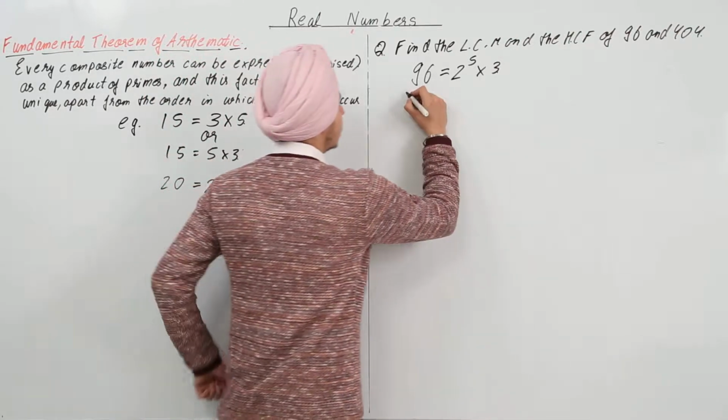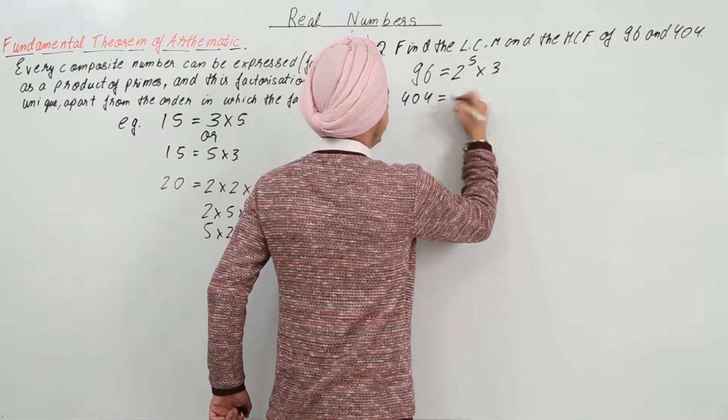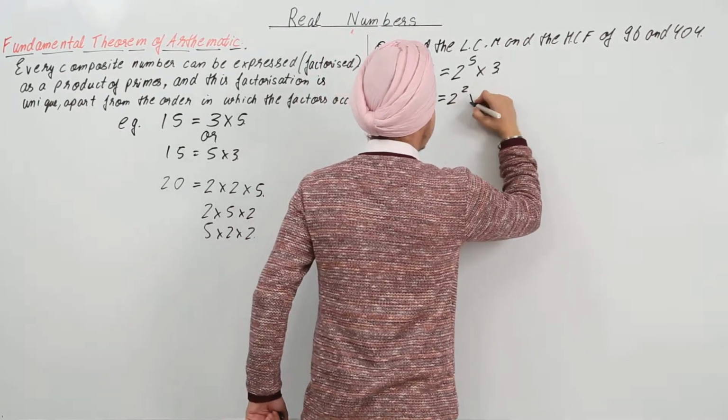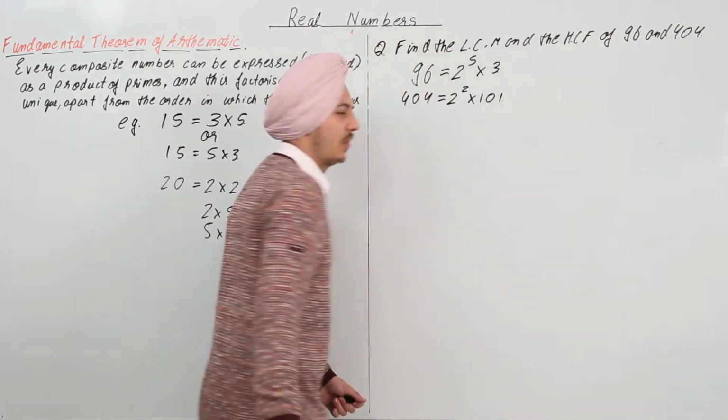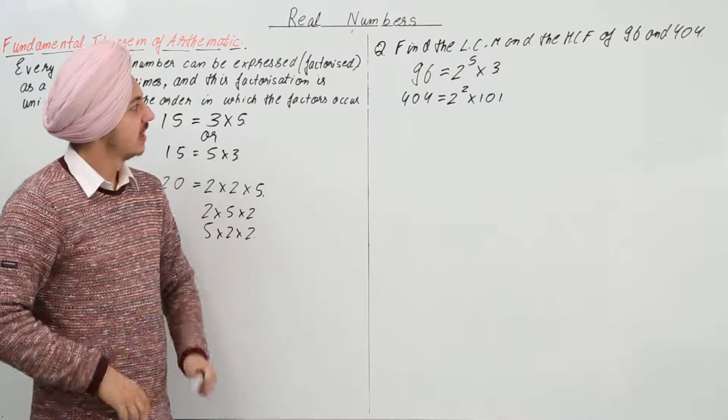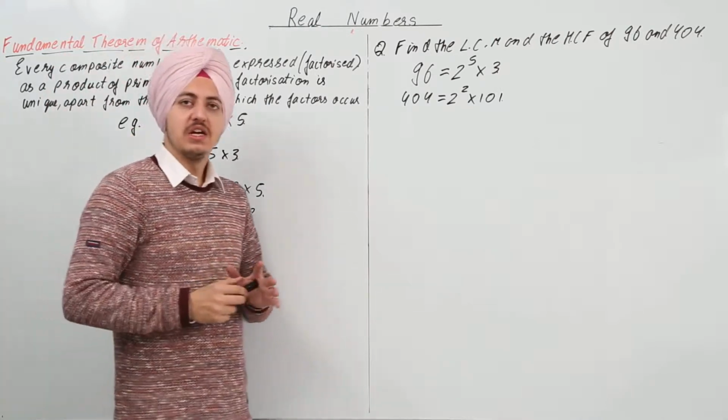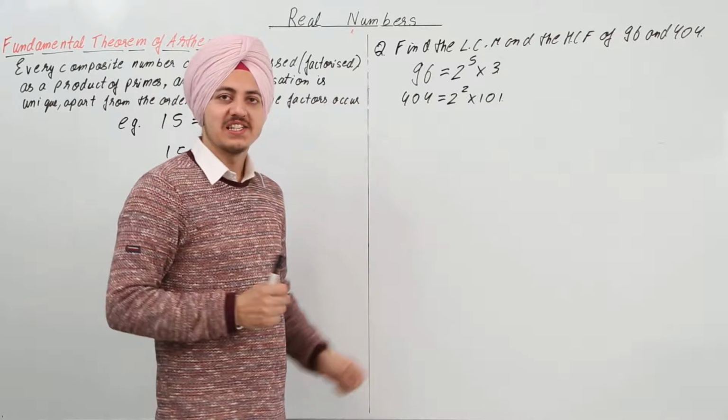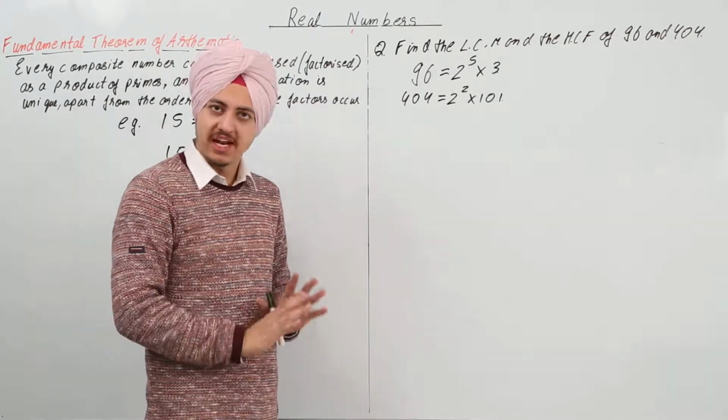So how is 404 expressed? 404 is 2 raised to power 2 into 101. 101 is also a prime number. So now we have expressed 404 and 96 in their primes, correct?